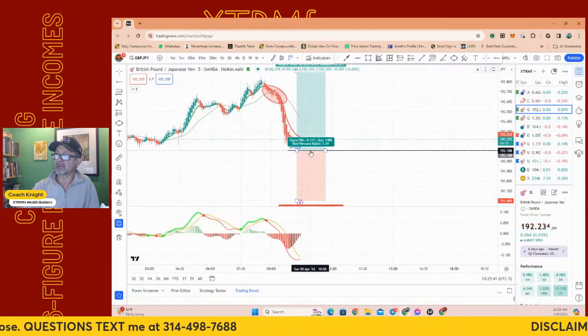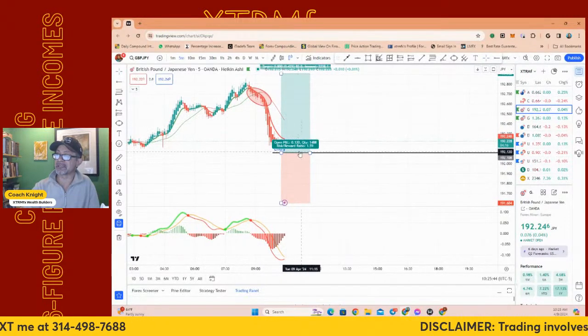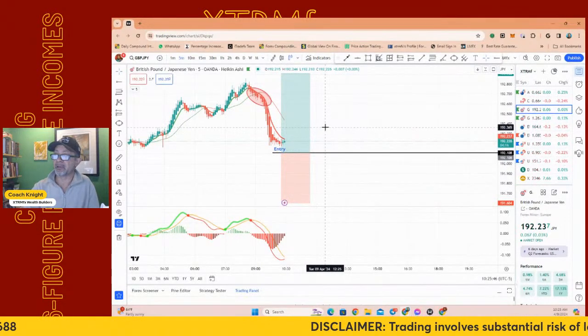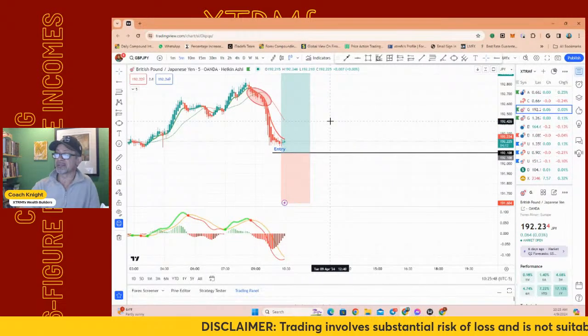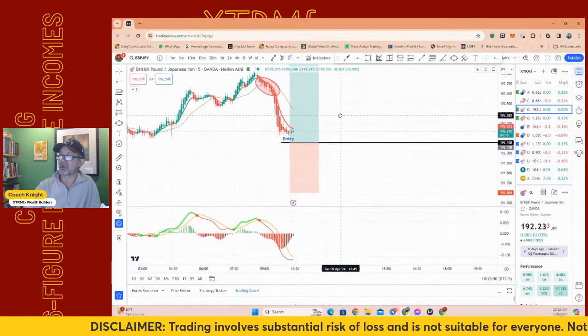It would bounce off the entry area. It's going to turn and come around. If it doesn't hit here, nothing's going to happen. The order won't execute. This is where you have to sort of pay attention to what's going on.